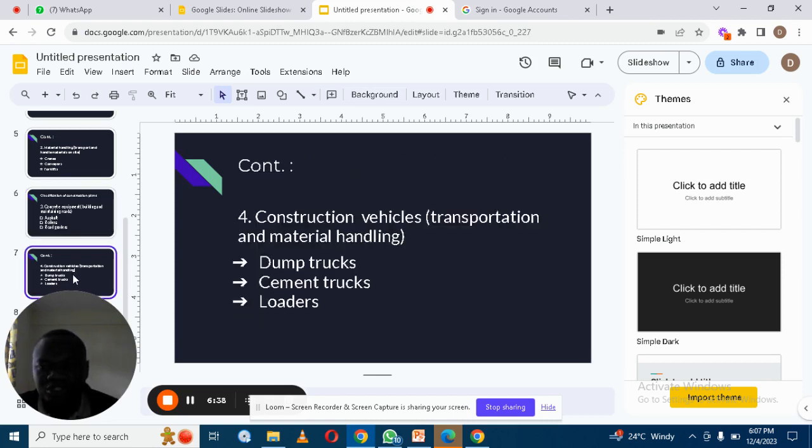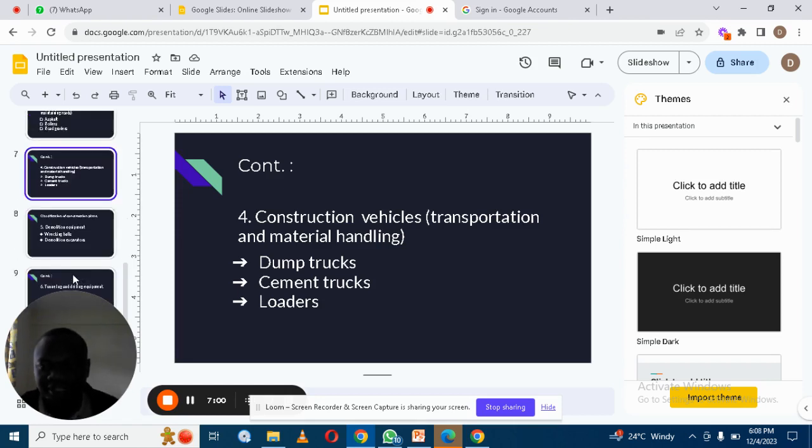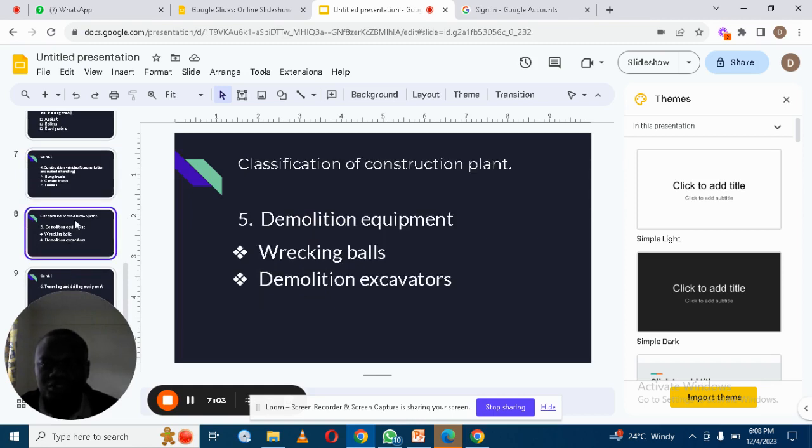We move on to the 4th classification, which is construction vehicles. These construction vehicles are used to transport materials and transport the workers on site, and they will include dump trucks, cement trucks, and loaders. Then we move on to the 5th classification, and we are classifying demolition equipment.